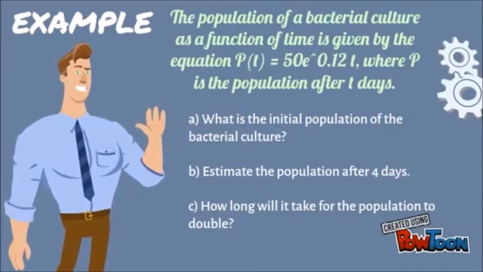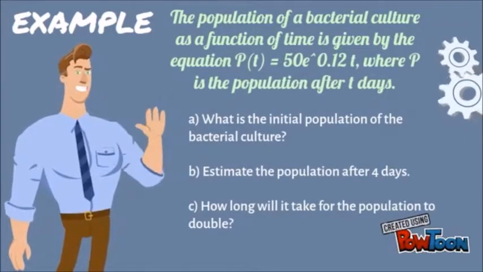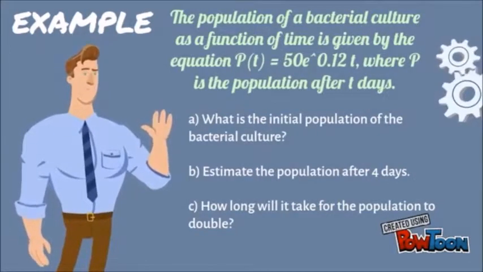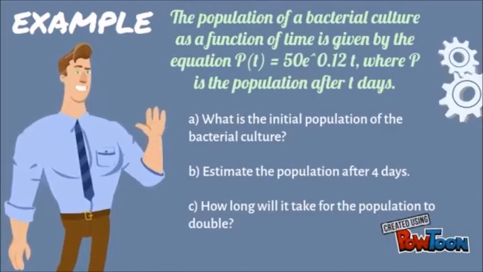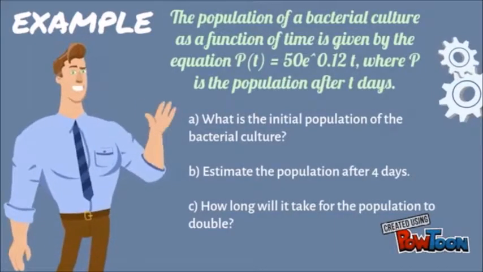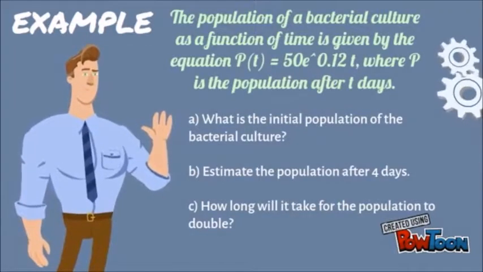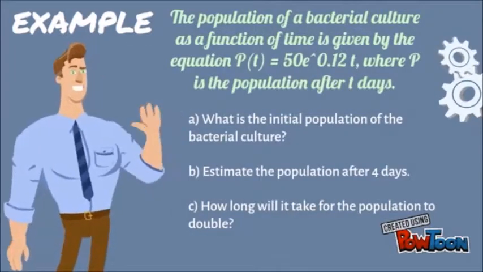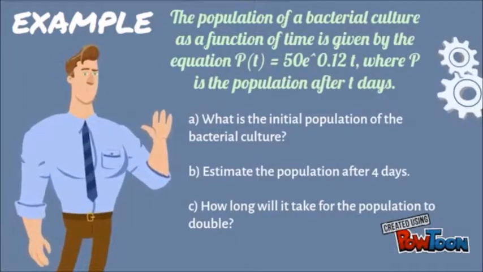The population of a bacterial culture as a function of time is given by the equation P(t) equals 50e to the power of (0.12t), where P is the population after t days. Question A. What is the initial population of the bacterial culture? Question B. Estimate the population after 4 days. And question C. How long will it take for the population to double?